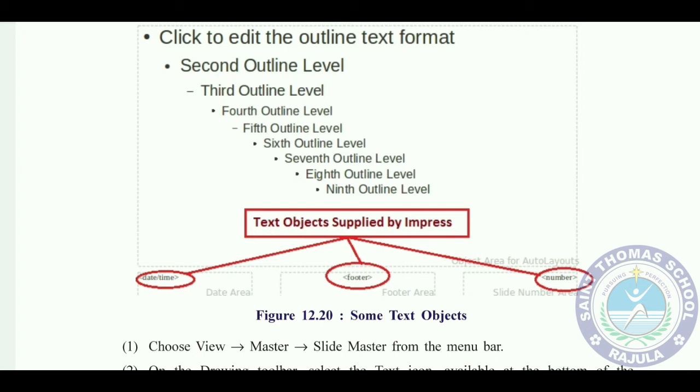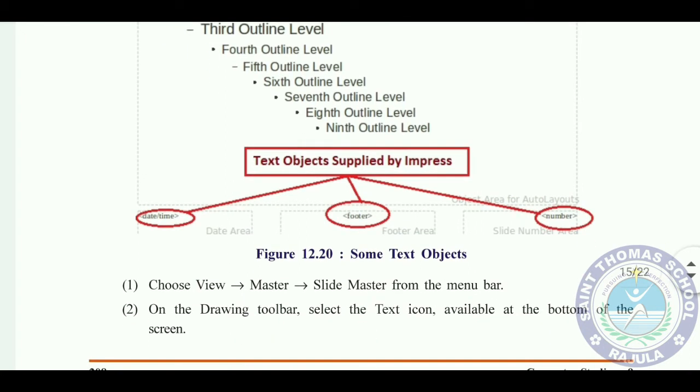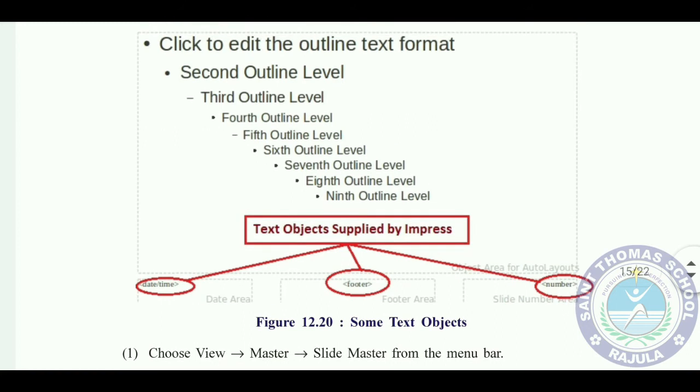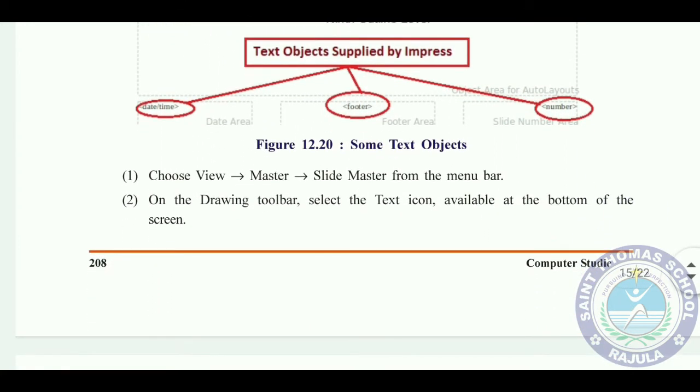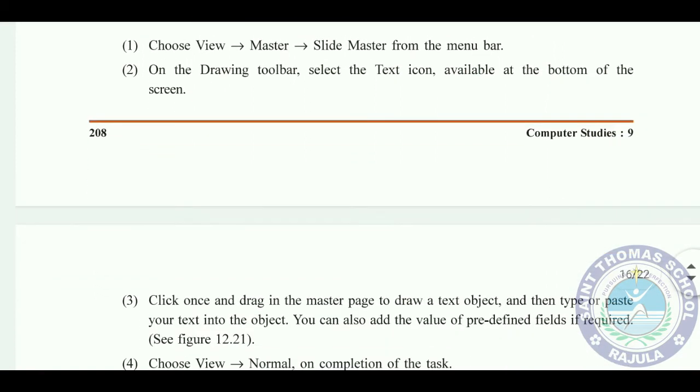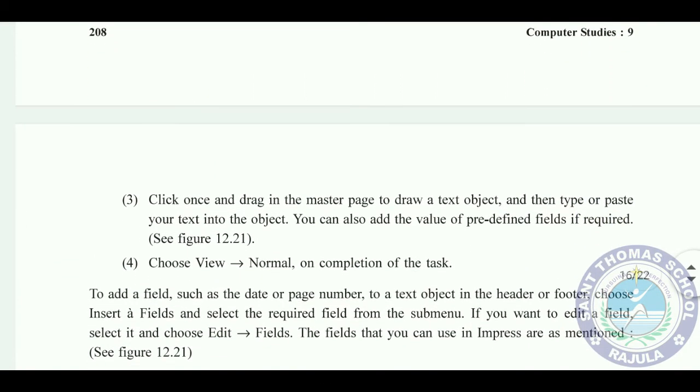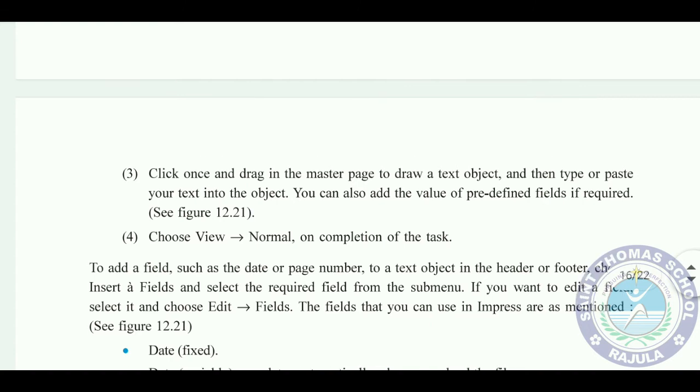Choose view, master and slide master from the menu bar, which we already know. Then at the bottom we have a drawing icon. From that drawing icon you have to select the text box option, the text icon, and then draw the text box on your slide format. Where you are designing your slide master, at that time you have to include that text box in your slide.